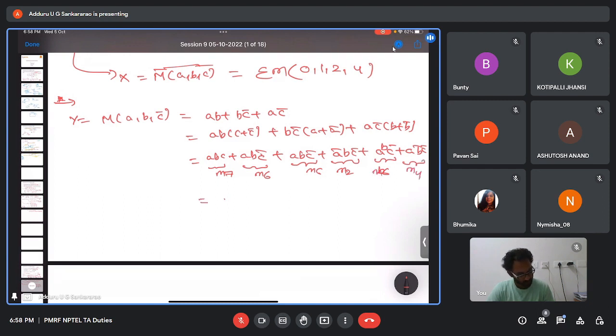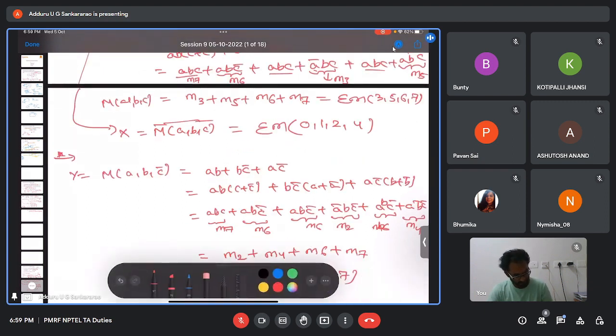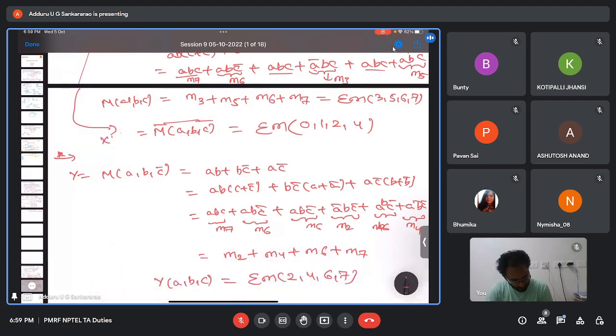So what you are getting here is minterm 2 plus minterm 4 plus minterm 6 plus minterm 7. Okay, this is your Y. So Y is actually a function of A, B, C. In terms of A, B, C, this is sigma M of 2, 4, 6, 7. Similarly, X is also a function of A, B, C.